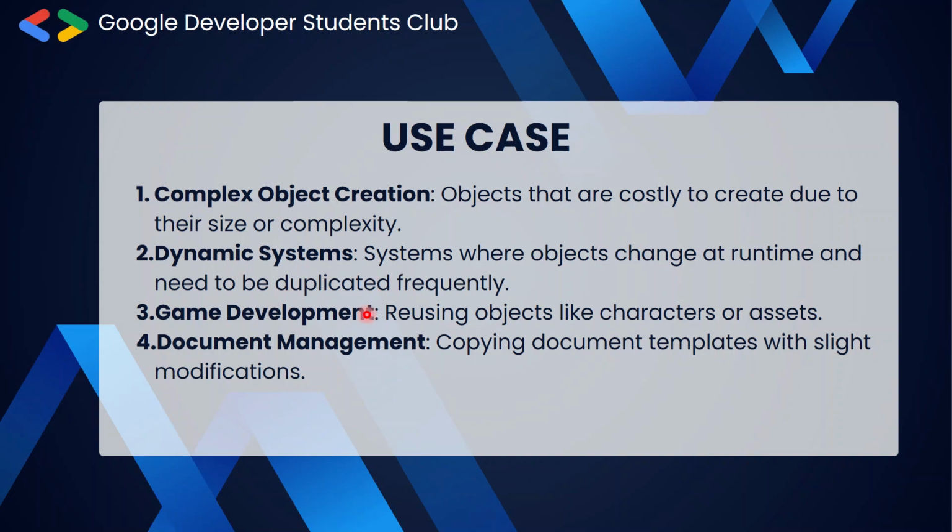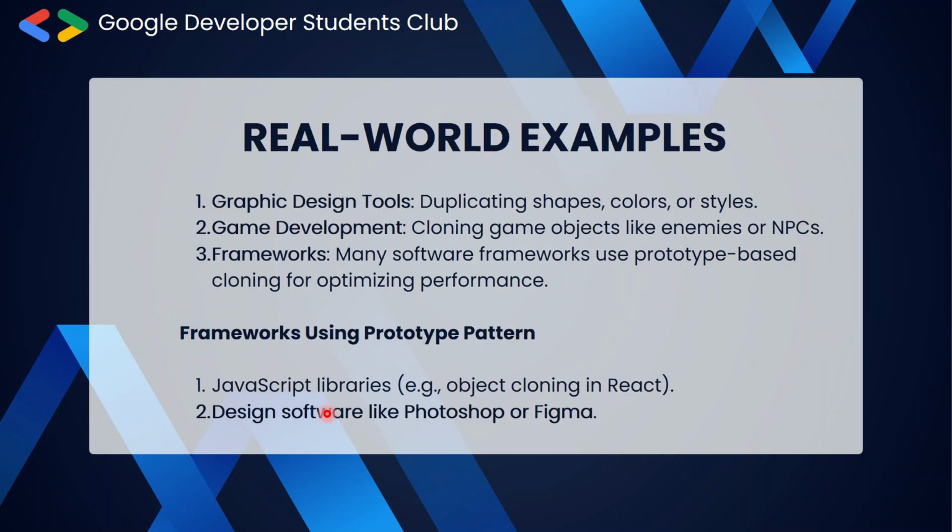Maybe if you have an environment that is going to be duplicated, you just use the prototype design pattern. And also game development. In game development, we just need to duplicate objects many times, because you need to create an object and duplicate it for the competition environment, to simulate the other objects. And also document management: copying a document template with slight modification, just creating the last part of your document for all the clients.